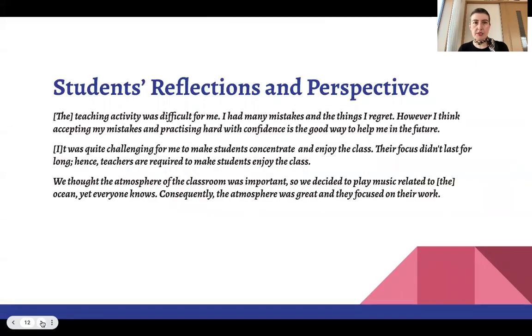The teaching activity was difficult for me. I had made many mistakes, things I regret. However, I think accepting my mistakes and practicing with confidence is a good way that will help me in the future.